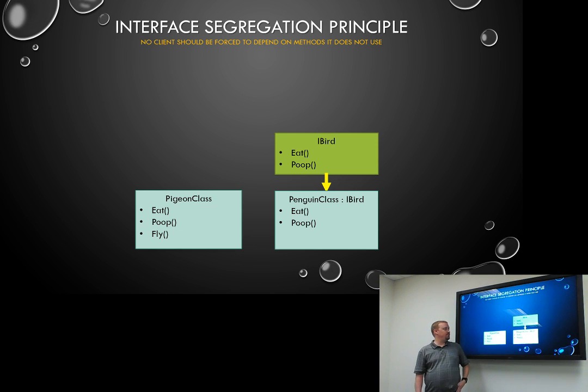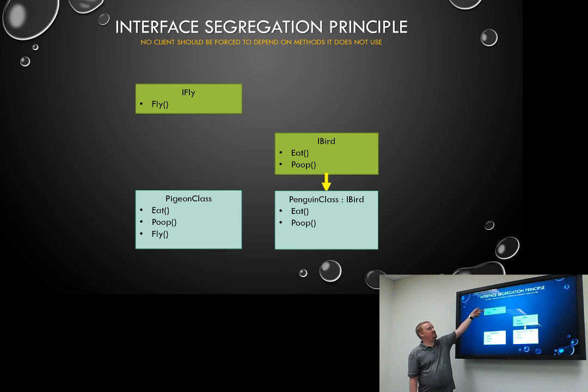We could make pigeon class also inherit from IBird. We could, but there's actually something better we can do because we've got this fly method here, which is not defined by the interface. So this would work, but there's something better. Instead, let's create another interface, I'm going to call it an IFly interface, that says that any class that inherits from IFly must have a fly method on it.